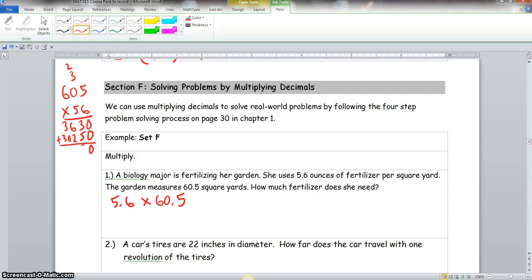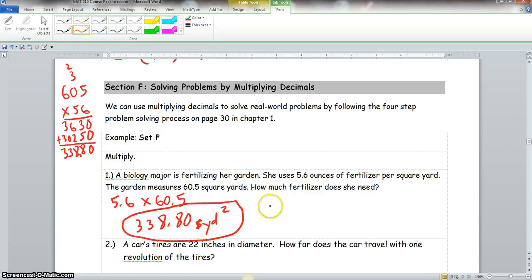Now we add them together. This is 0, 8, 8, 3, and 3. Now we count how many digits we had behind the decimal. It was 2 digits. So our final answer here is 338.80. Now, let me see. So it's 338.80 square yards, or you could write yards squared. This is how much fertilizer that the person needs.